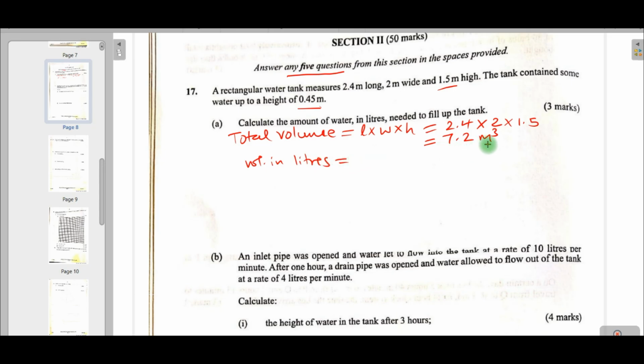1 meter cube is equivalent to 1,000 liters, and therefore 7.2 meter cube we multiply by 1,000, and therefore we get 7,200 liters. So that's the total volume of the tank.